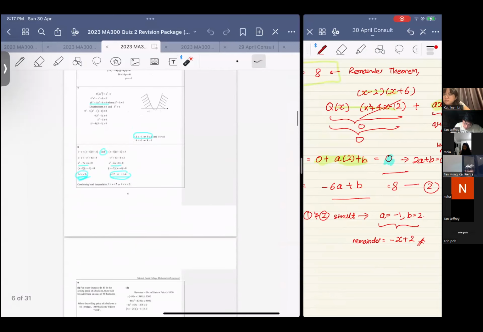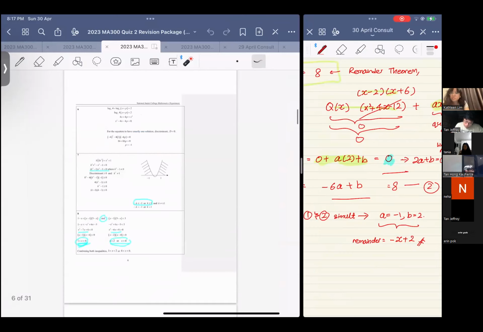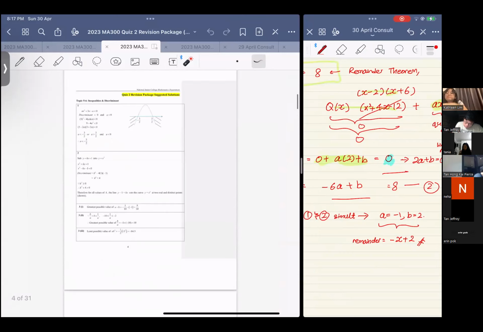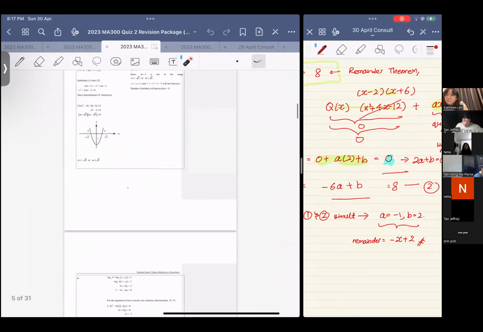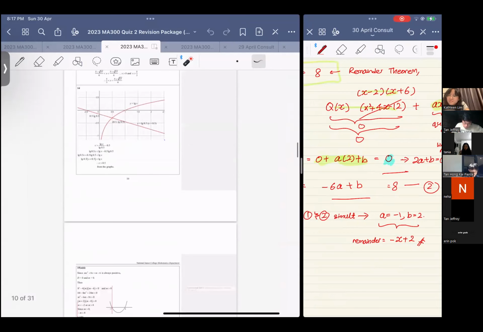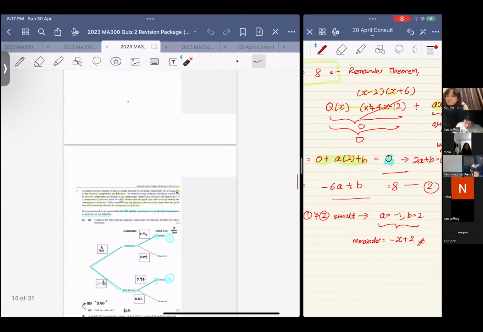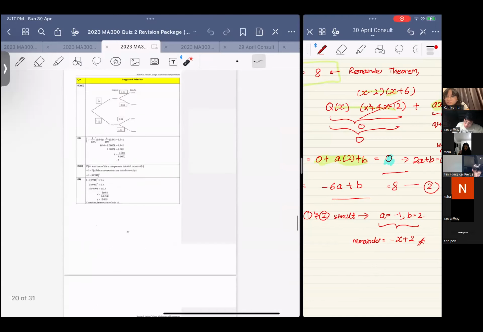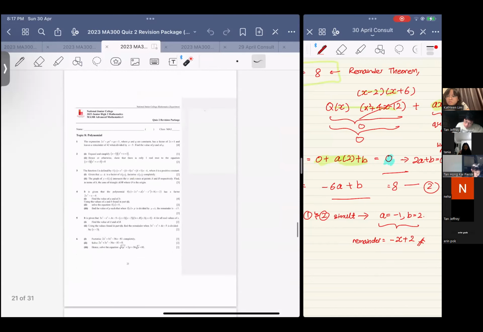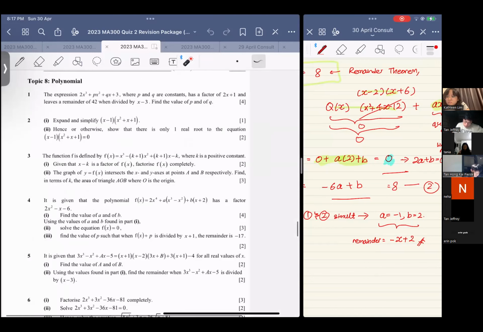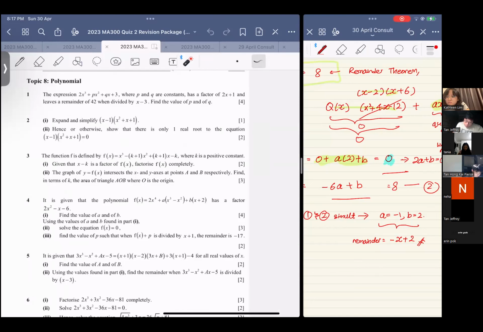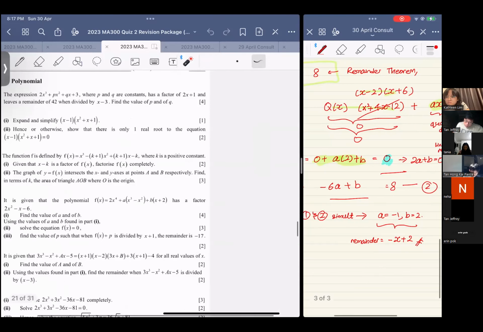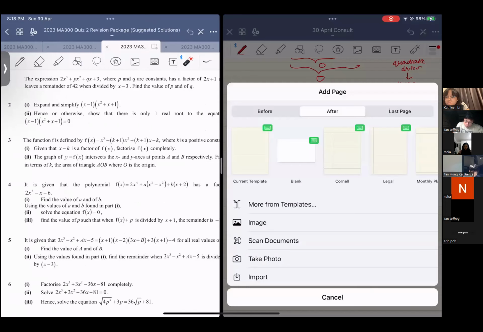Okay, so you are able to do part 1? That's fantastic. Part 1 is so difficult and you can do it. So I'm just going to copy the part 1 answer: f(x) equals x minus k, times x squared minus x plus 1. Now I go to topic 8, revision package, question 3.